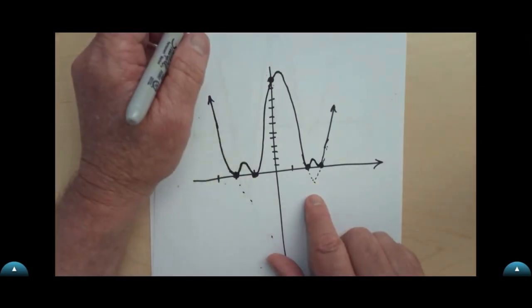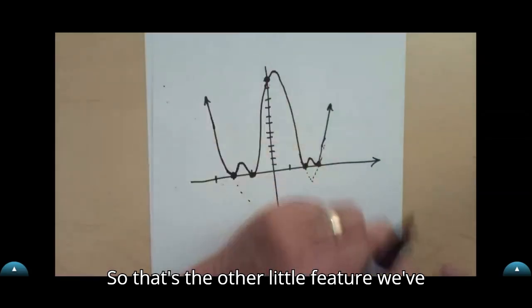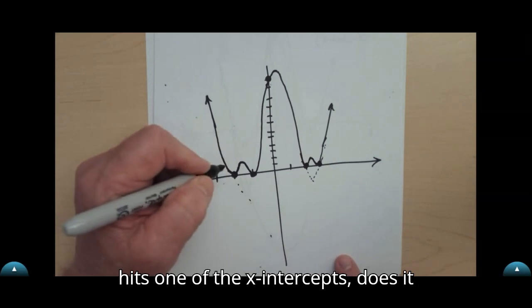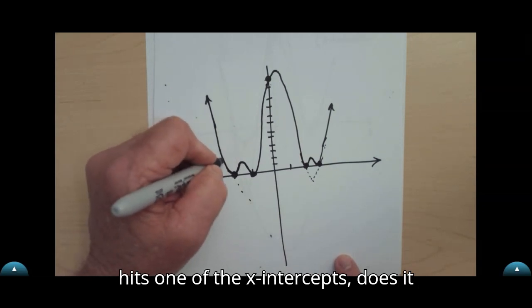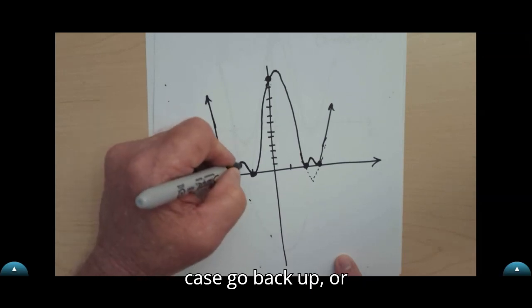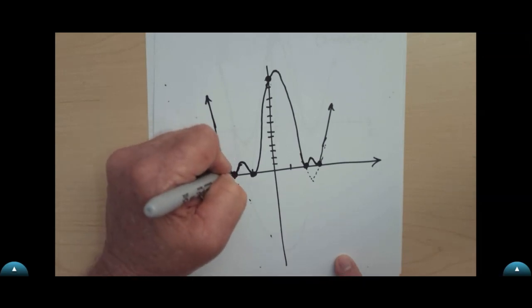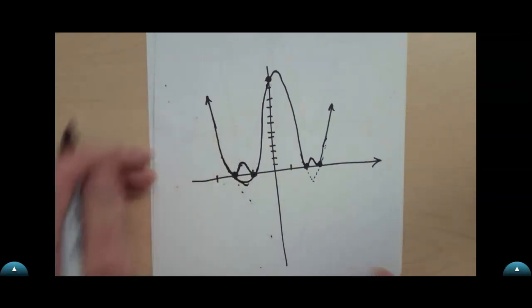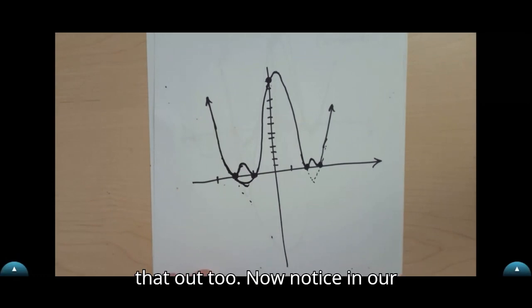Y'all see that? So that's the other little feature we got to figure out, is each time the graph hits one of the x-intercepts, does it turn, like bounce off and, like in this case, go back up, or does it pass right through the x-axis? And so there's actually a way to figure that out too.